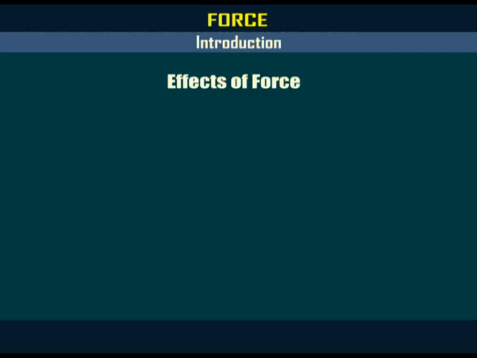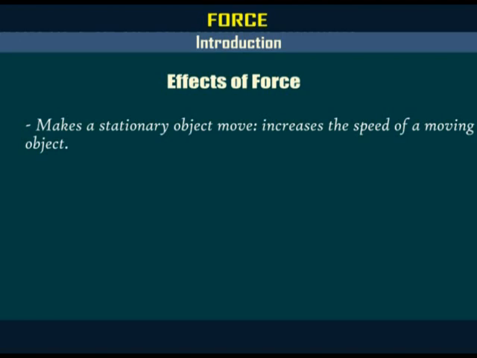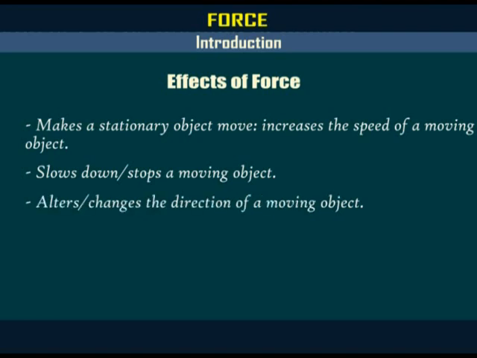The four effects of force are what we have just described. It makes a stationary object move or increases the speed of a moving object. It slows down or stops a moving object. It changes or alters the direction of a moving object. It distorts or changes the shape of an object.